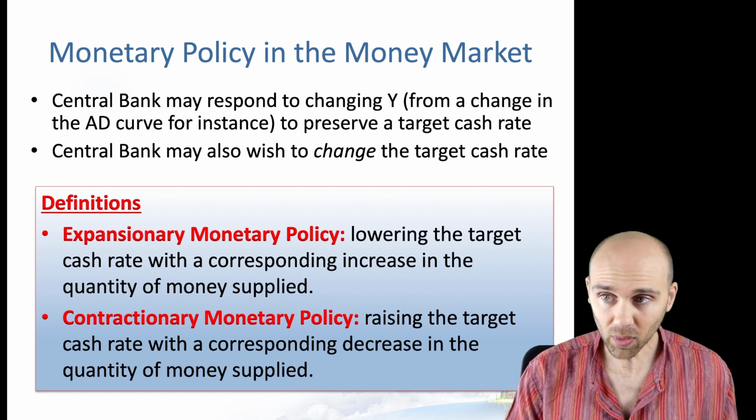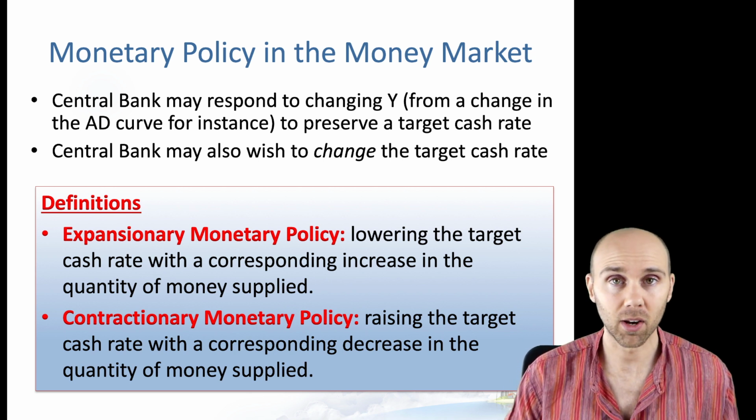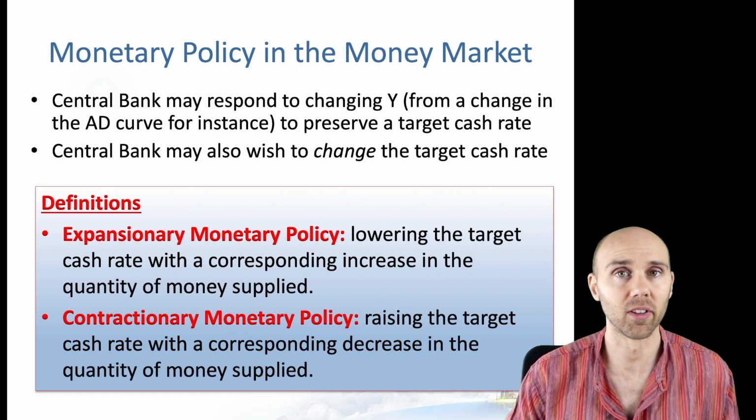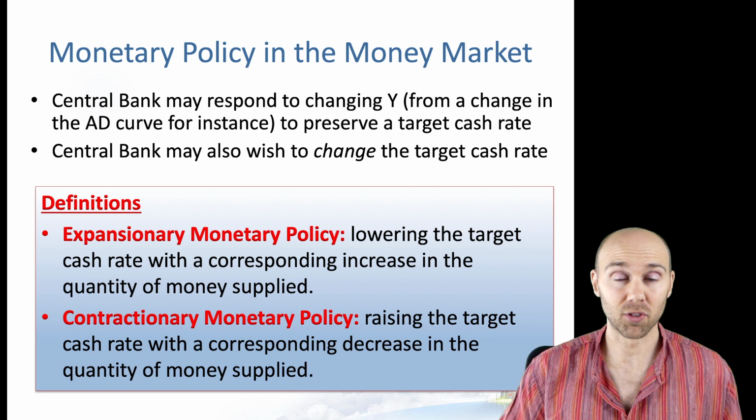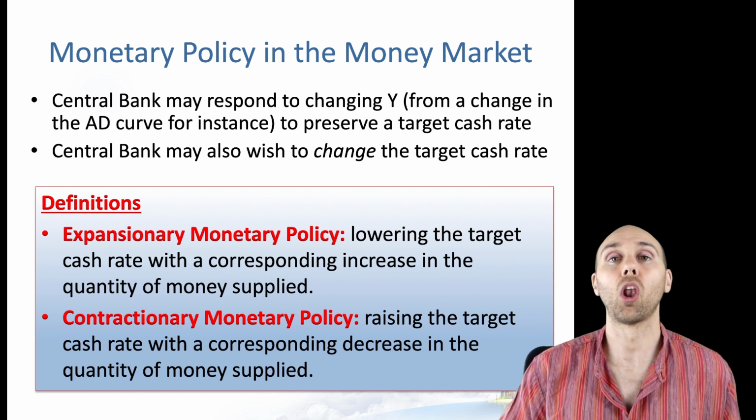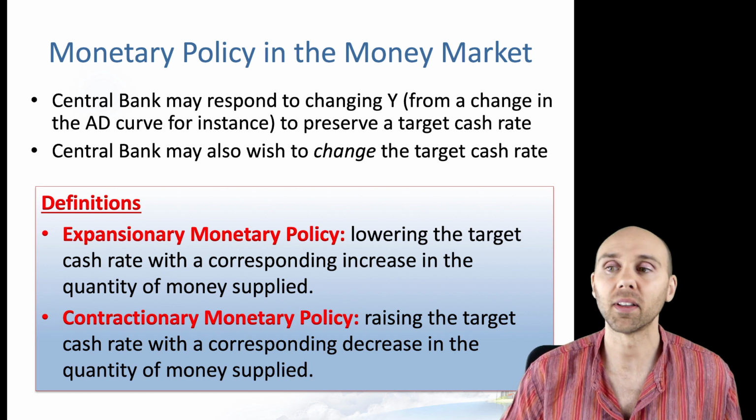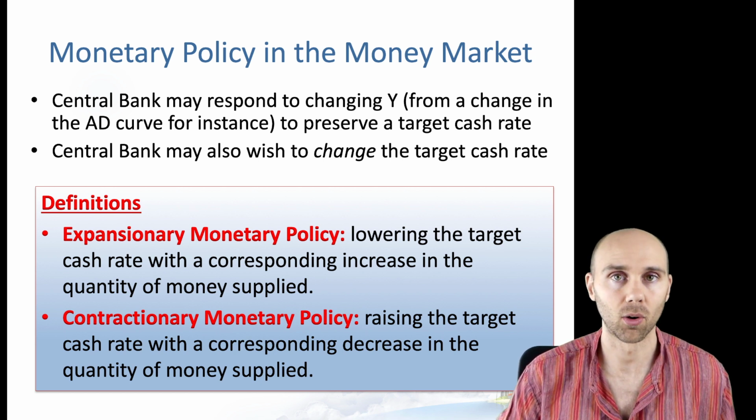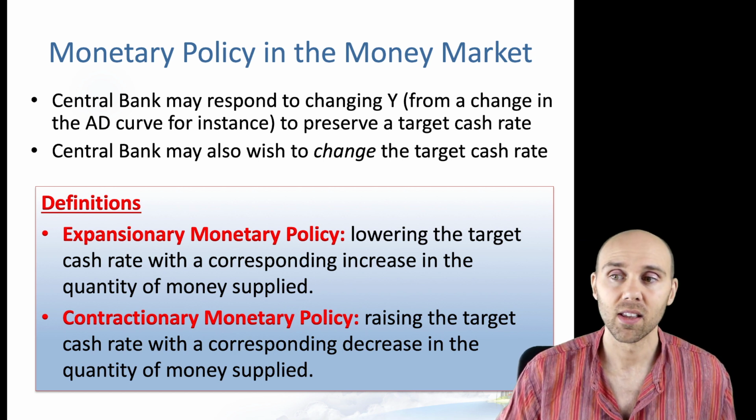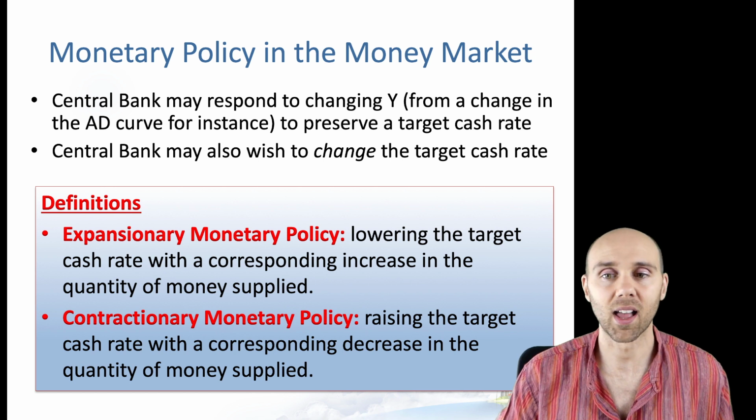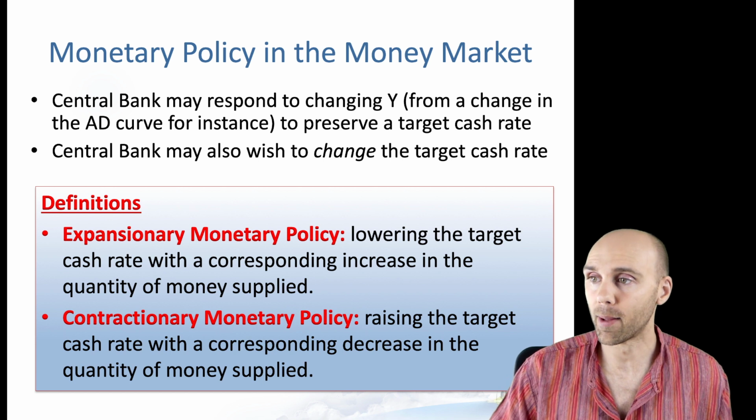cash rate. There are two types of monetary policy it can put in place: expansionary monetary policy and contractionary monetary policy. And we've actually already seen examples of both of these. So expansionary monetary policy, you want to lower the target cash rate, and you do that through a corresponding increase in the quantity of money supplied or injected into the economy. Conversely, a contractionary monetary policy is one in which you want to raise the target cash rate through a corresponding decrease in the quantity of money supply.